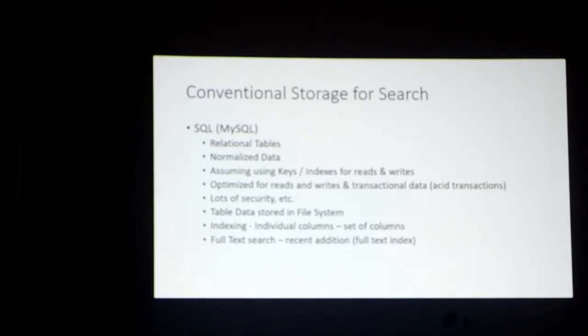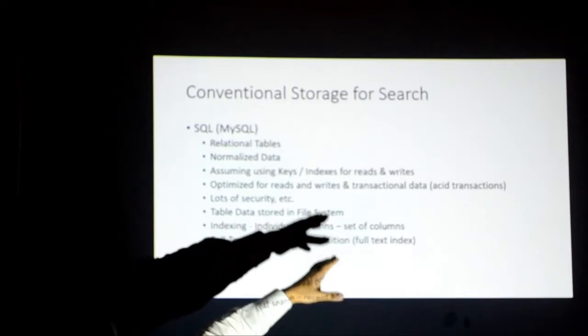And also it assumes that only indexes are used for reads. Depending on the indexes you've defined on the table, usually the primary key is the default index that's there in every table, but for additional indexes you've defined, you can only read through them, and even writes you can pretty much only do if it's indexed. So it's basically optimized for transactional data, right?